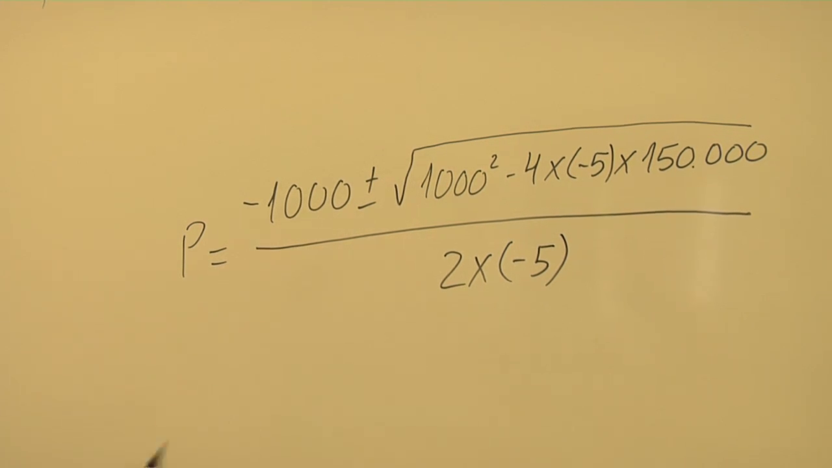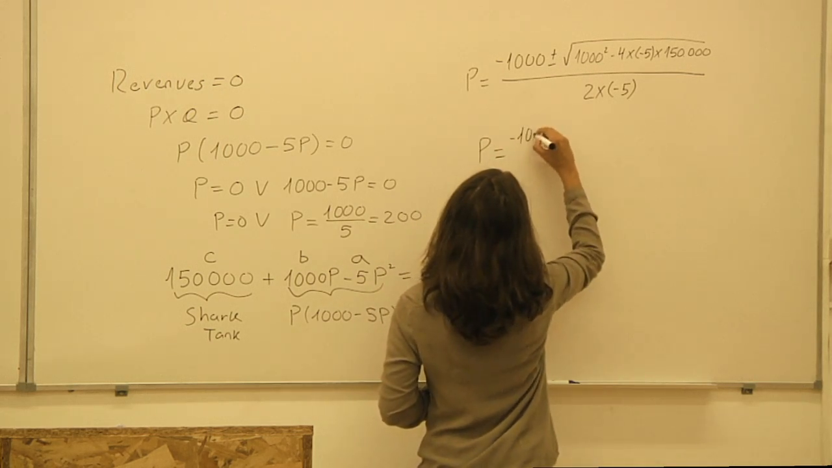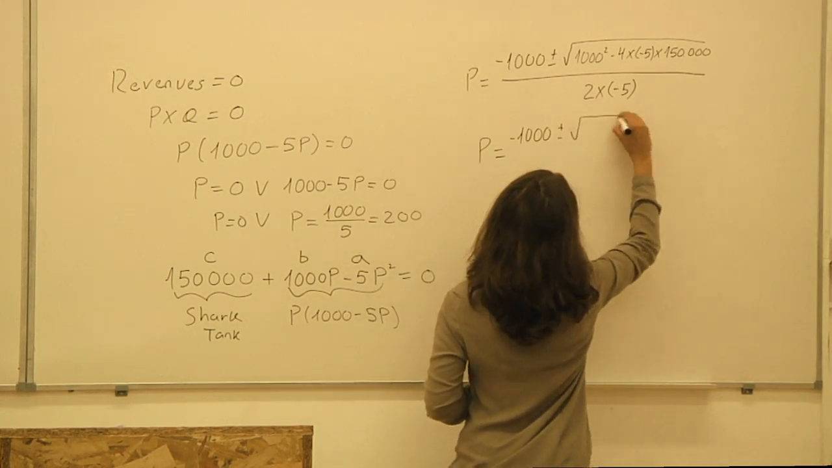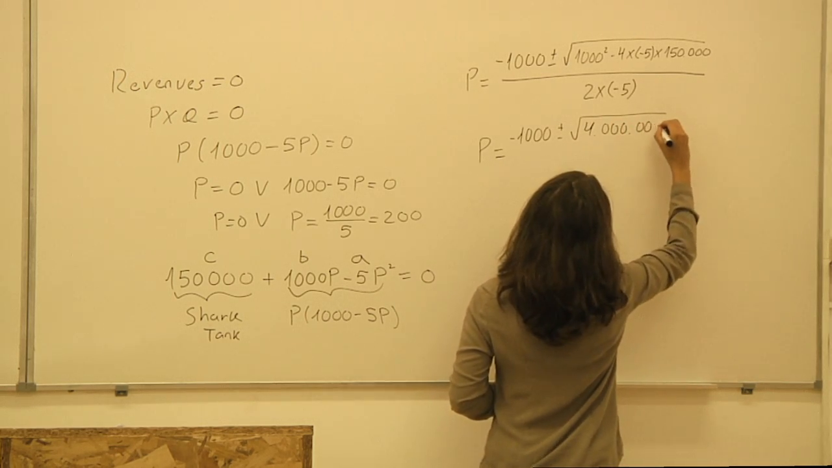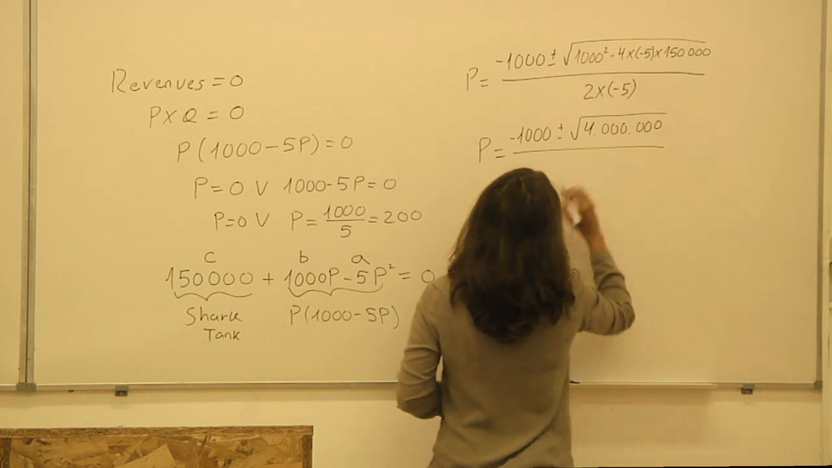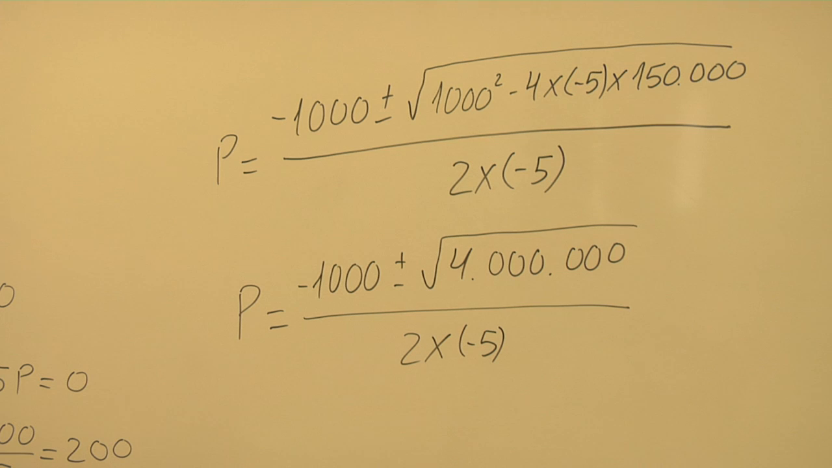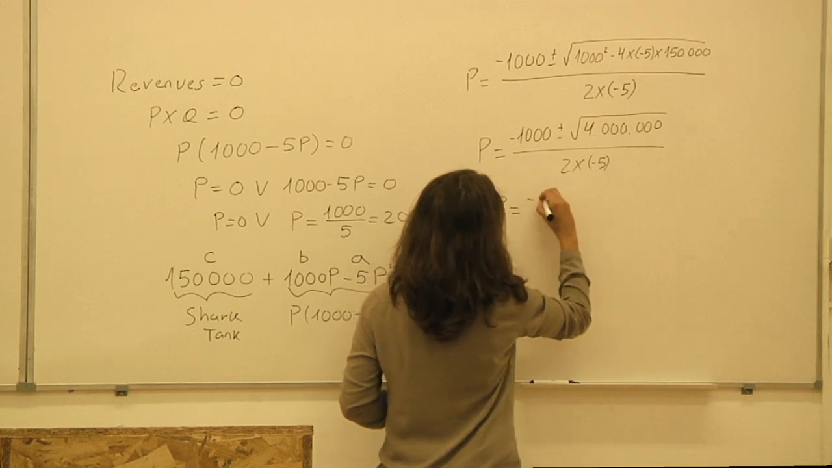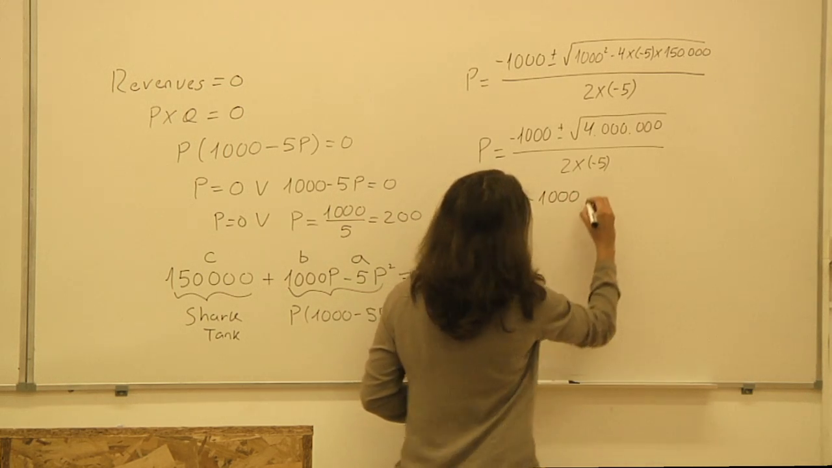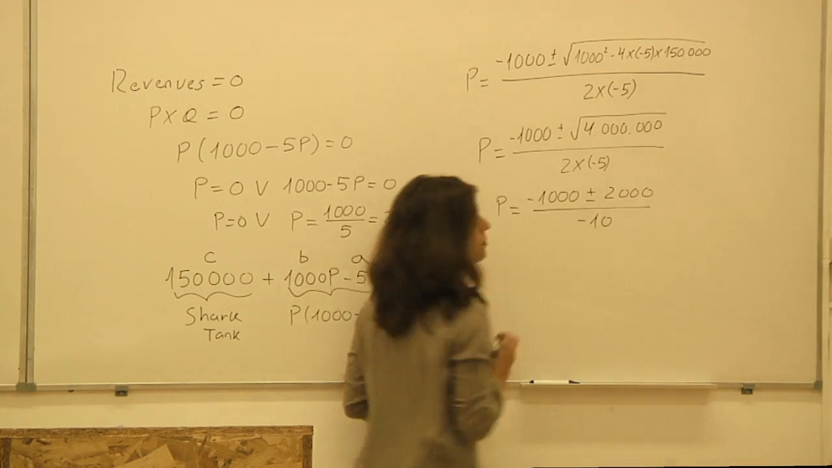Let's simplify the expression in the square root. So P is equal to minus 1000 plus or minus the square root of 4 with 6 zeros in front, and then 2 times minus 5, which is minus 10. You can also write it down. Well, you already know that the square root of this is 2000, so now we have minus 1000 plus or minus 2000 over minus 10.